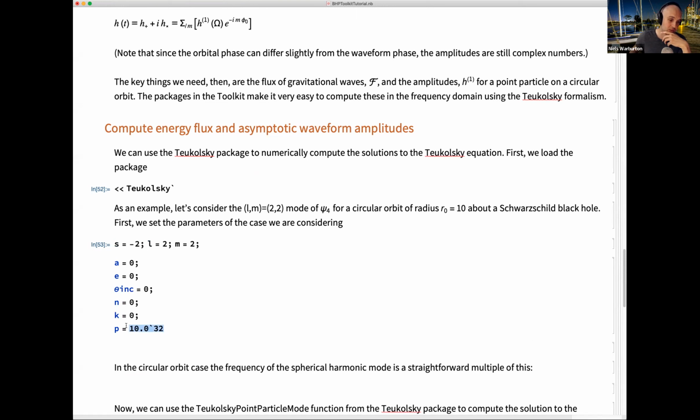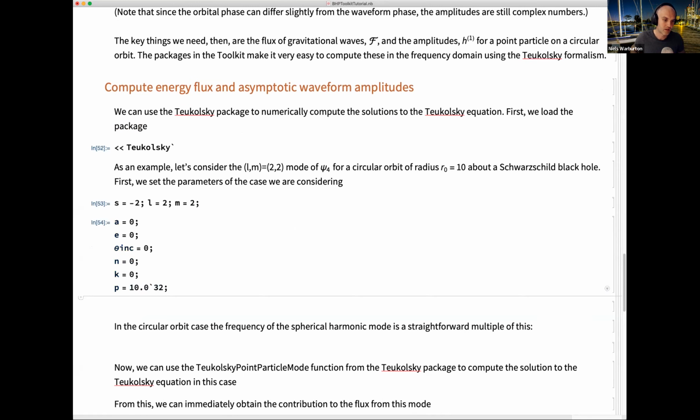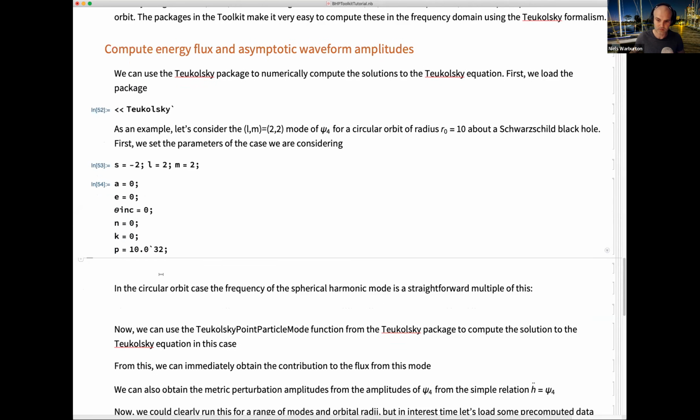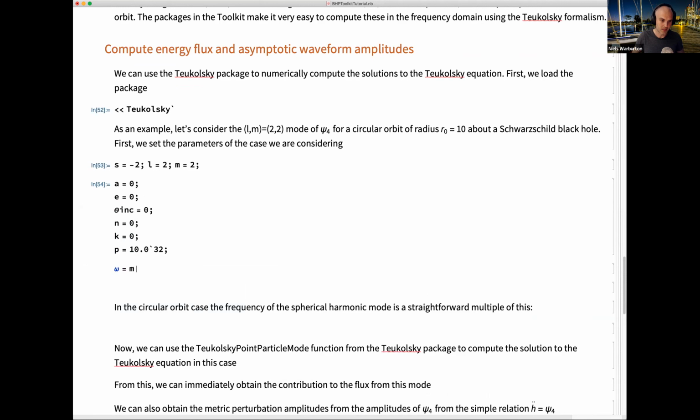Now I'm going to set it with high precision because the internal workings of the package at the moment, or at least the way I'm going to show it to you, actually requires high precision input, because the package will use the precision of the arguments that you pass to it as the precision it uses throughout the calculation. And if you use just regular machine precision, it actually sometimes can fail. So that's a slight downside at the moment. We will work to fix that in the future. So we'll set those parameters. And the mode frequency is given by m times capital omega that we computed before.